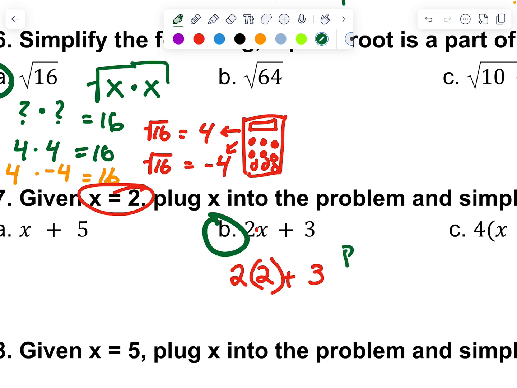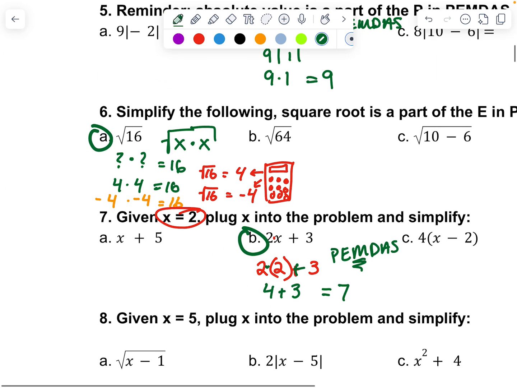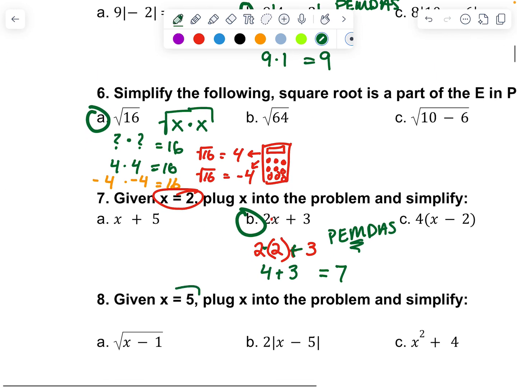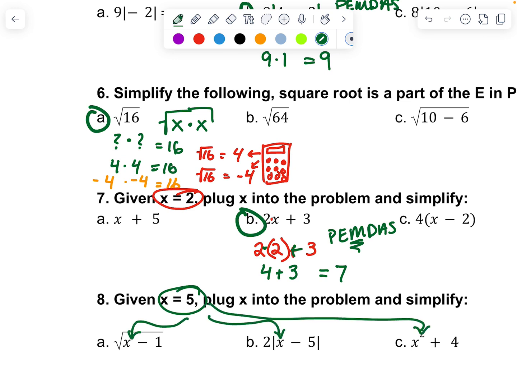And I need to think about PEMDAS now. This is multiplication right here, and this is addition. According to PEMDAS, I should do multiplication first. So it's going to be 4 plus 3, which is 7. Okay, so plugging in, you're simply taking that number that x is equal to, replacing it. Make sure to use parentheses.